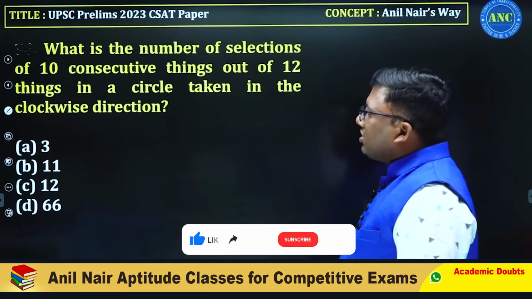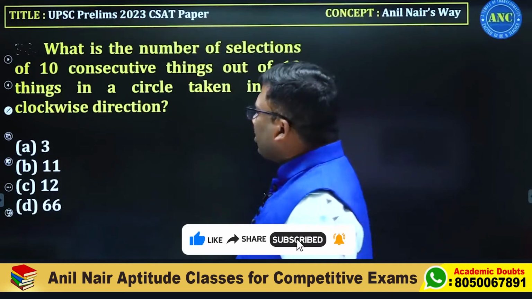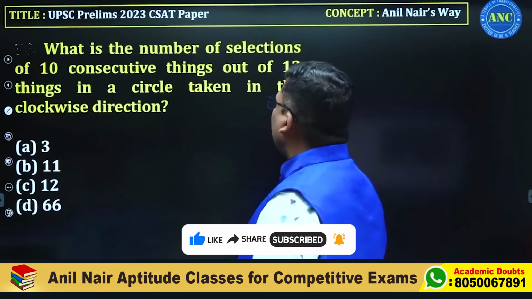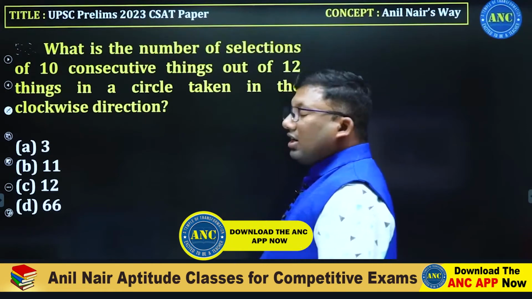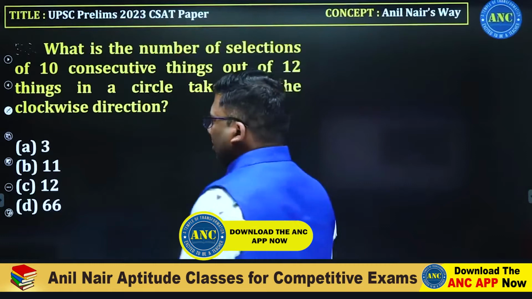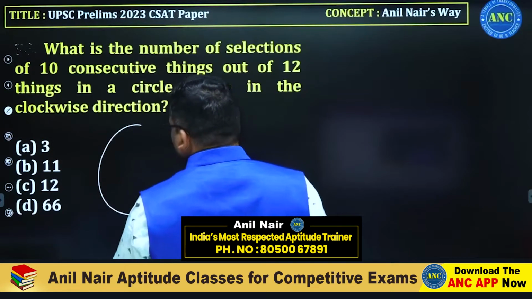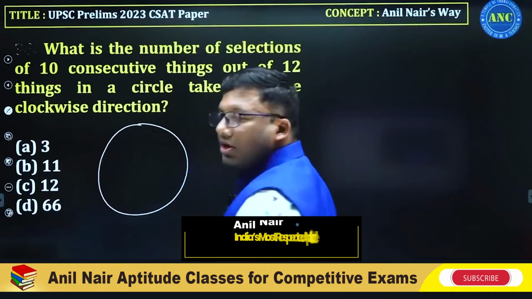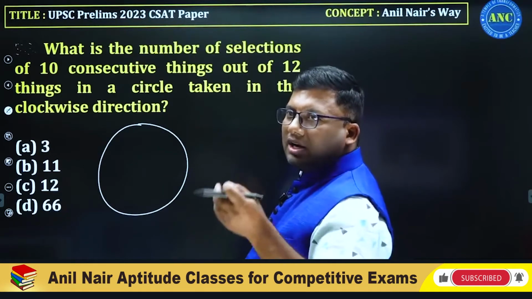The question is like this. What is the number of selections of 10 consecutive things out of 12 things in a circle taken in the clockwise direction? The first thing is, this question is in the form of a circular arrangement. There are 12 things. A clock has 12 hours.